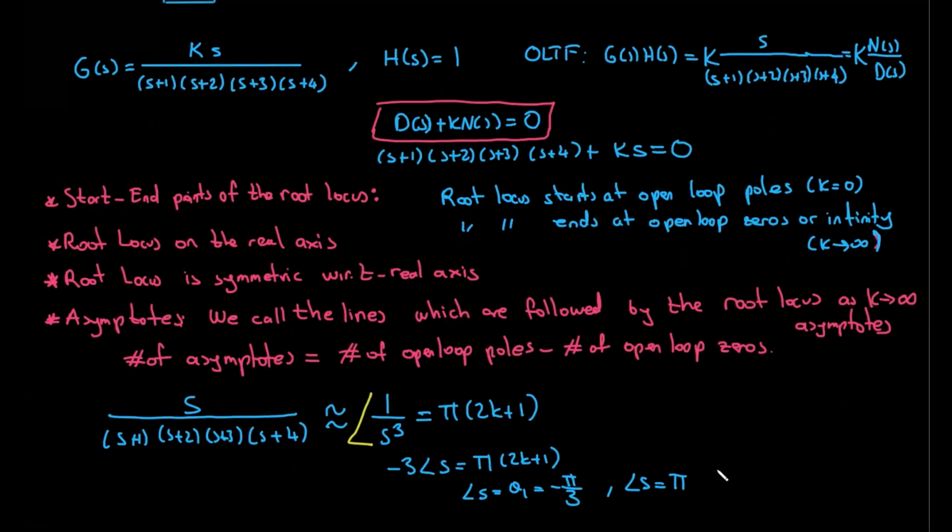And when k is equal to minus 1, the angle of s is going to be... the minus signs cancel each other. So it will be equal to pi over 3.